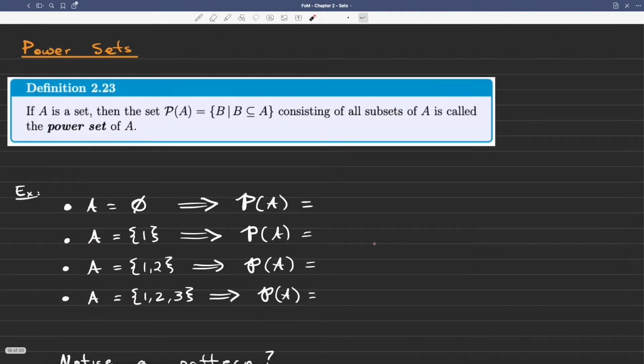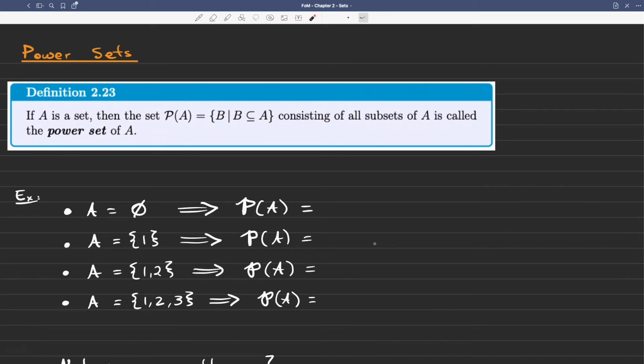Okay, next topic is the topic of power sets. So A is just any old set. The power set of A, denoted by this script P of A, is the set of all subsets inside of A. So the power set is just the set of all subsets of a set.